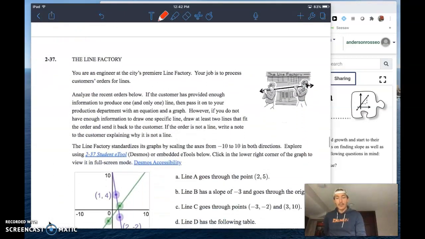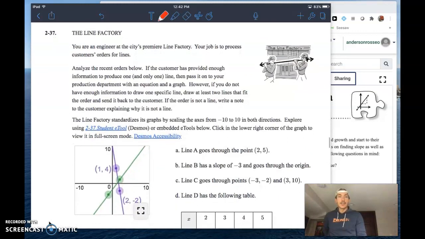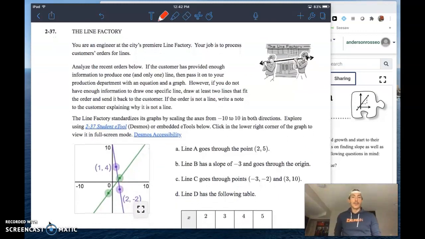We're going to move on to number 2-37. And there's a Desmos activity here that I'm going to lead you through and walk you through. And we're going to do some talking. You guys can pause and take notes when and wherever you need. But ladies and gents, here is the setup behind this Desmos activity.